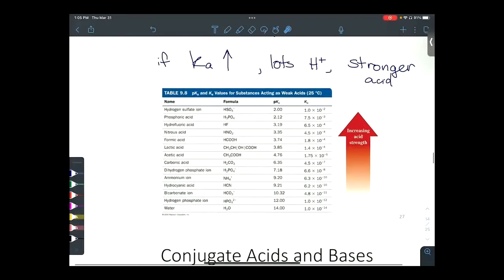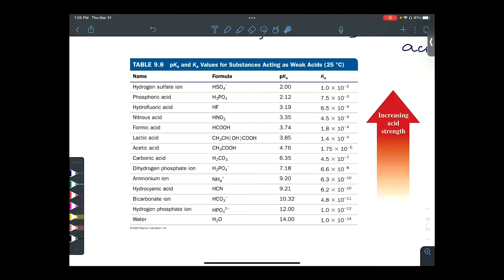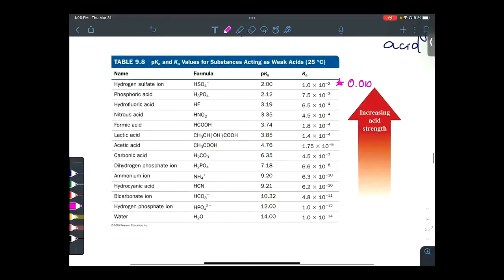So here's some examples of K values. These K values are pretty small numbers. What you see here in this last column, that's what I want you to focus on right now. 1 times 10 to the negative 2 is 0.010, versus something like the Ka of acetic acid, which is 1.75 times 10 to the negative 5 instead.